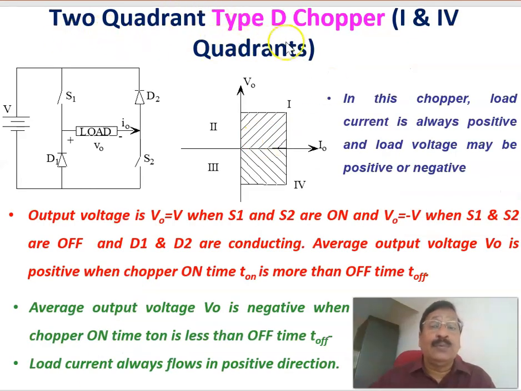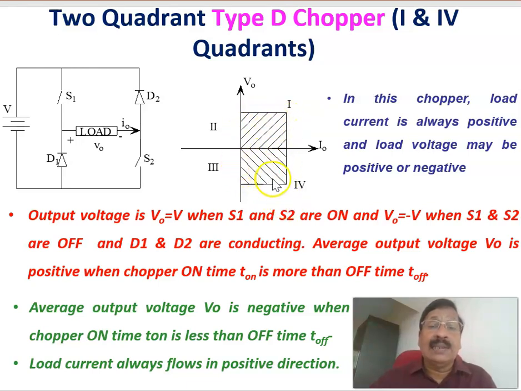See, another type is the type D chopper. It is also a two quadrant chopper. Previously it was first and second quadrant, but here it is first and fourth. It works either in the first quadrant or the fourth quadrant. The first quadrant is again forward motoring operation, because omega is positive and the product of T into omega is positive. That is the forward motoring region.